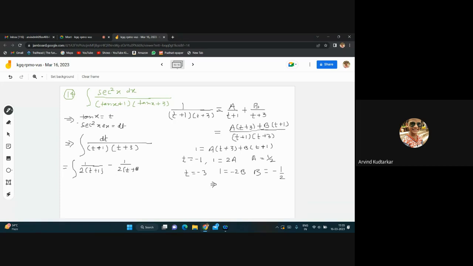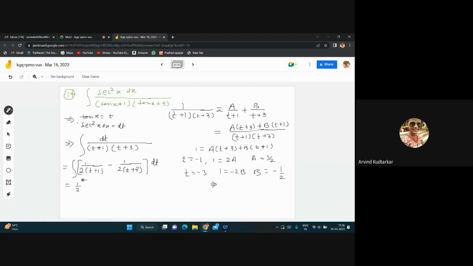बराबर है ना? t plus 3 into dt हुई. But between these two, what is that common? 1 by 2. तो बाहर लेना. So 1 by 2 times into, बराबर है ना? Integration of 1 upon t plus 1 into dt minus 1 upon t plus 3 into dt.